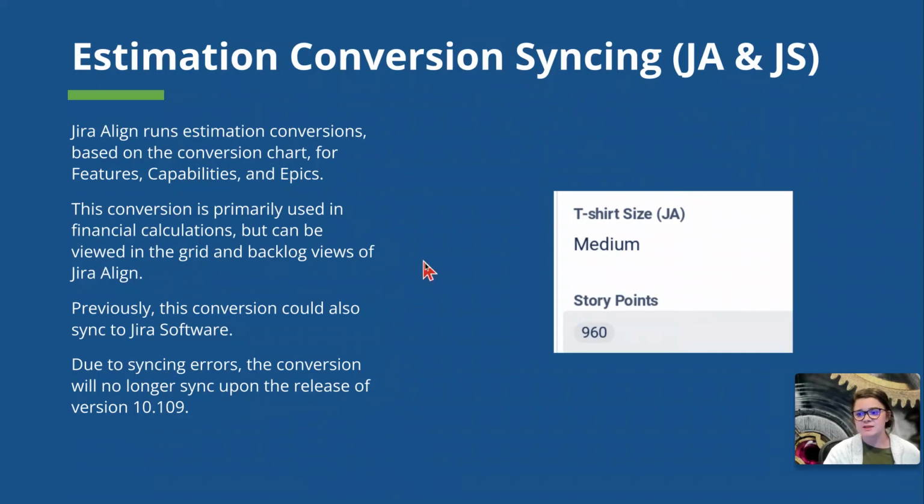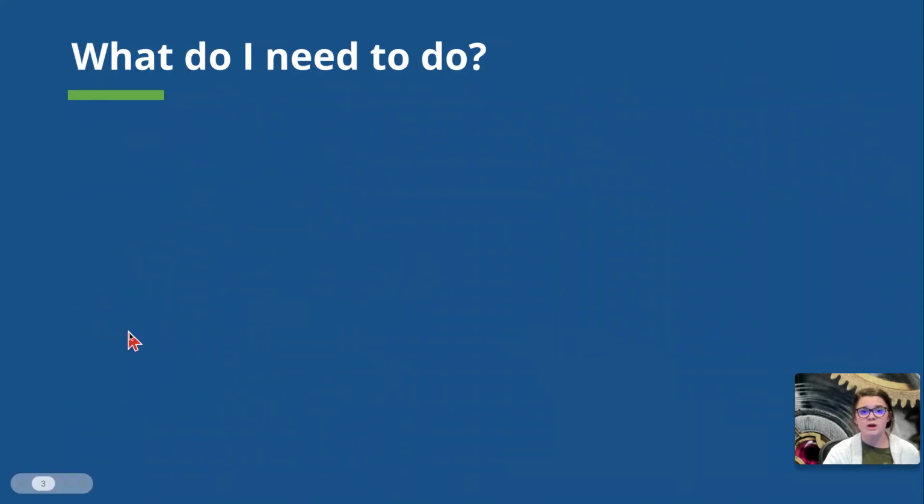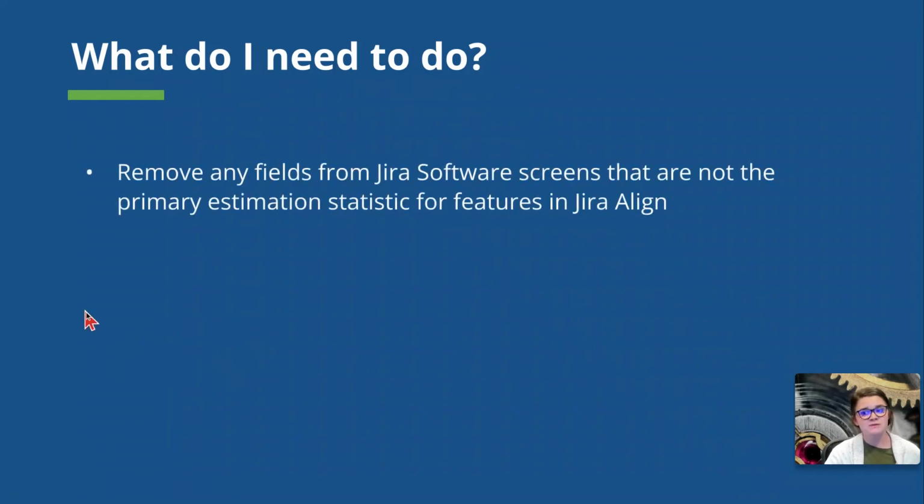Now that you know the background and the changes, you're probably asking, what do I need to do, especially if you're an administrator? So to keep it short, you need to remove any fields from Jira software screens that are not the primary estimation statistic for features in Jira Align.